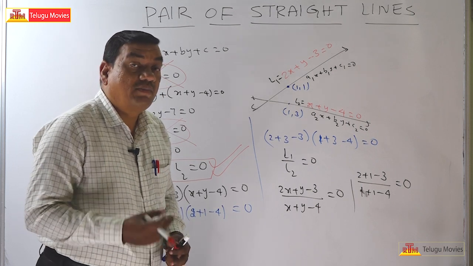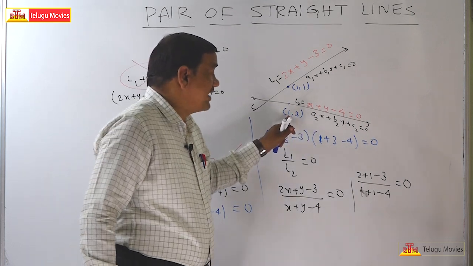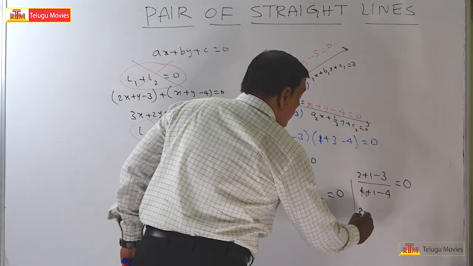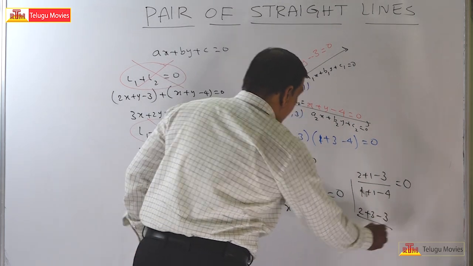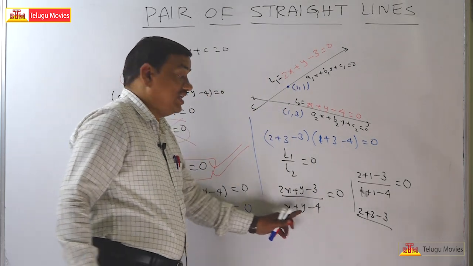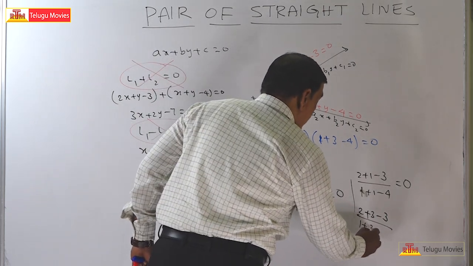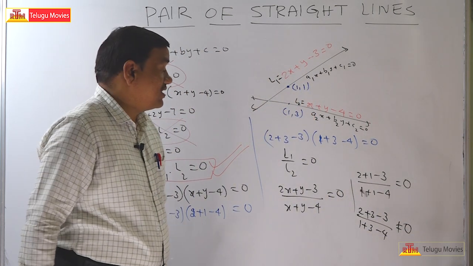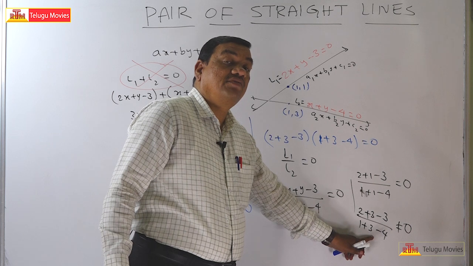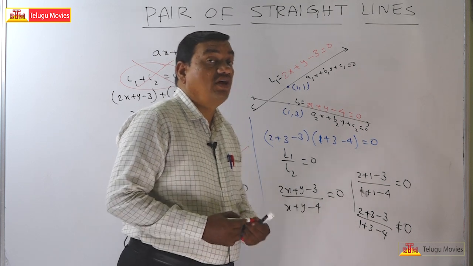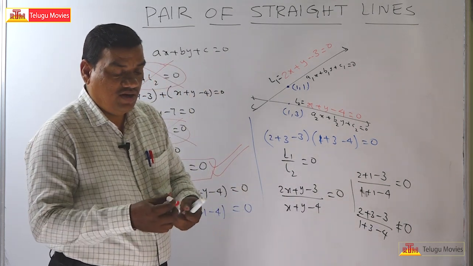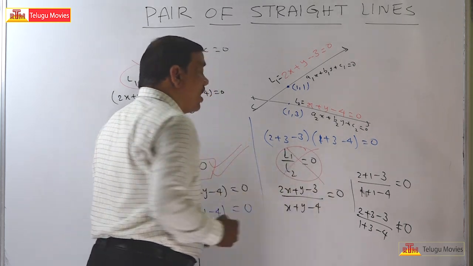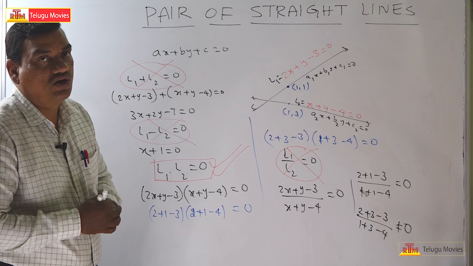Yes, it is satisfying. But what about the second point? Take the second point 1 comma 3, substitute here: 2 into 1, 2 plus 3 minus 3, upon 1 plus 3 minus 4, is equal to 0. No, it is not at all 0, because here the denominator becomes 0. Division by 0 is not possible in real numbers. That is not defined. That's why division is also not possible.